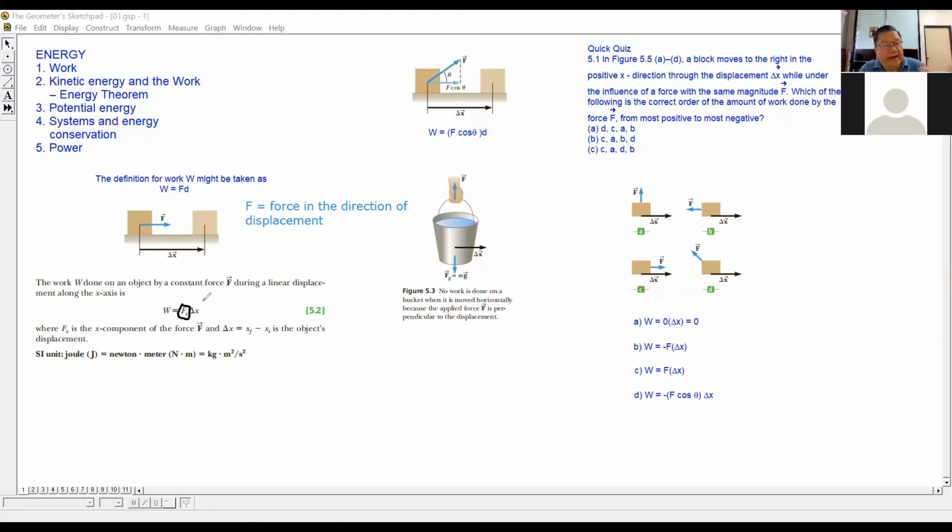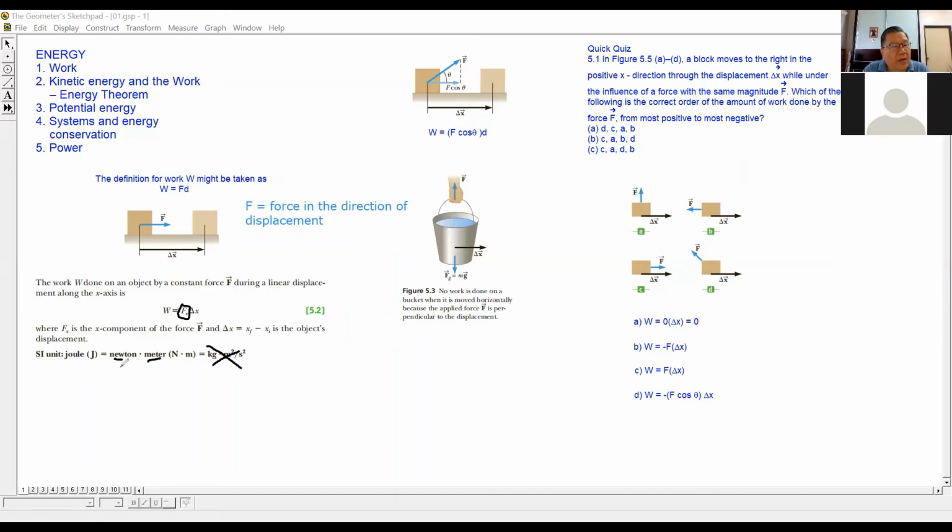Well, before I show you other examples, we look at the unit for work. Now, F_x is the x component of the force, and delta X is the displacement. It's the final displacement minus the initial displacement. So delta X is the change in the displacement, from here to here. Now the unit for work is the joule, or because it is F times X, it's also known as Newton meter or kilogram meter squared per second squared. Now this one, they seldom appear.